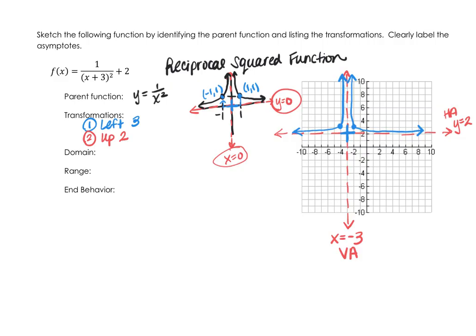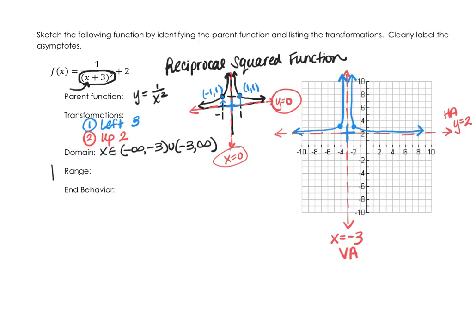The domain we can actually get from the original function itself. So looking at the original function, we know we have this denominator, we have a fraction, and the denominator of a fraction can never be 0. So that tells us that x cannot be -3. So the domain is all real numbers except for -3. So that's -infinity to -3 union -3 to infinity. That's going to be our domain.